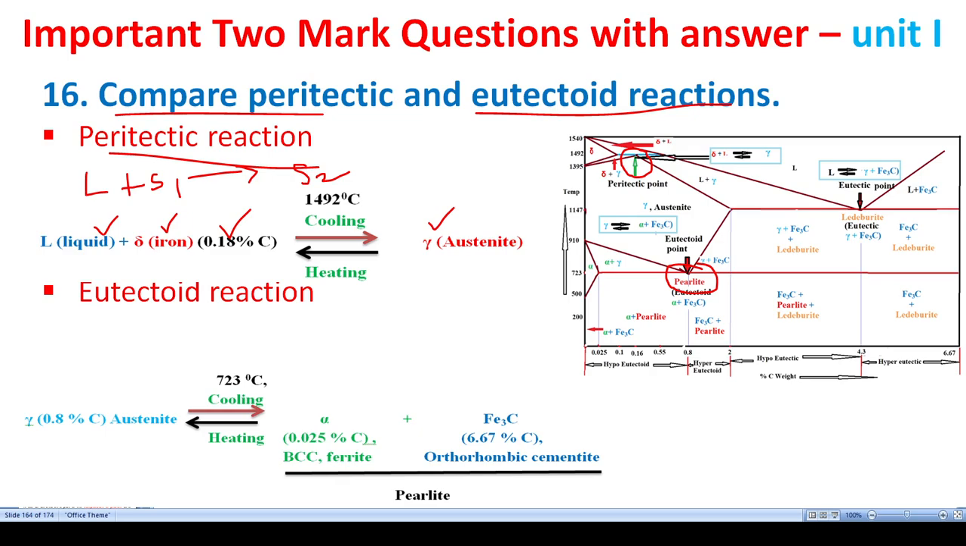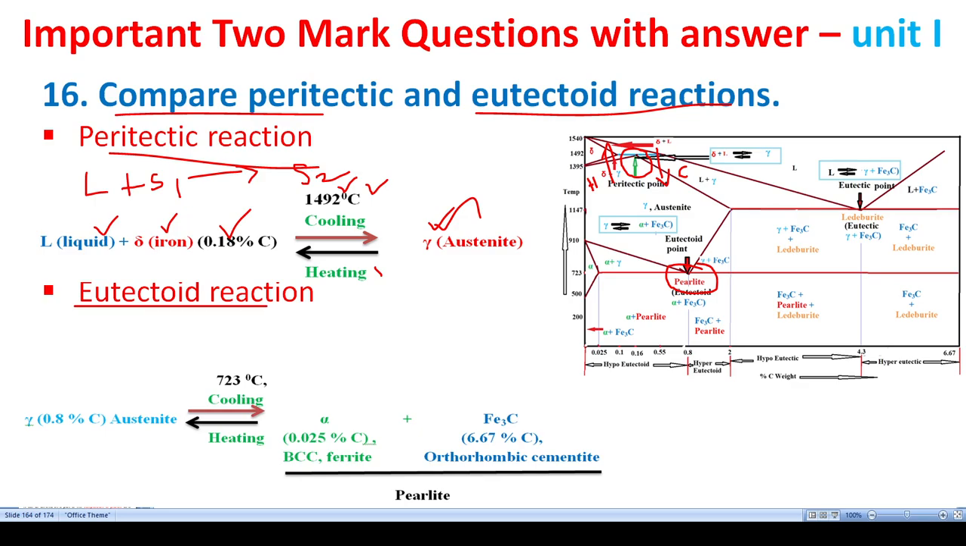So liquid plus delta, on cooling at 1490 degrees Celsius, is converted to austenite. Cooling means downward, heating means upward. This is a heating, this is a cooling process. So when austenite is heated to a temperature above 1490 degrees Celsius, you get liquid plus delta ferrite. This is called the peritectic reaction.